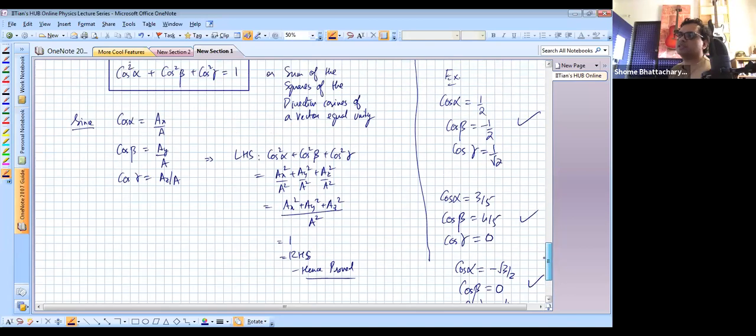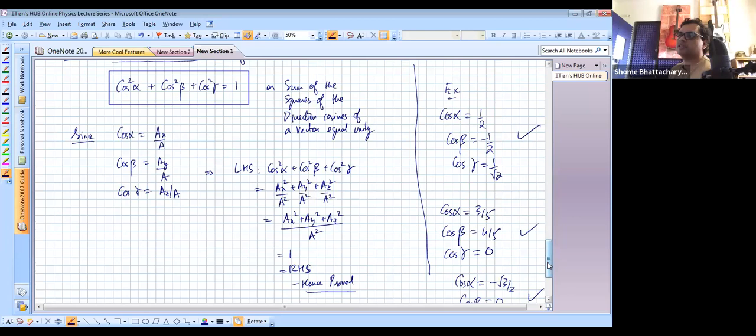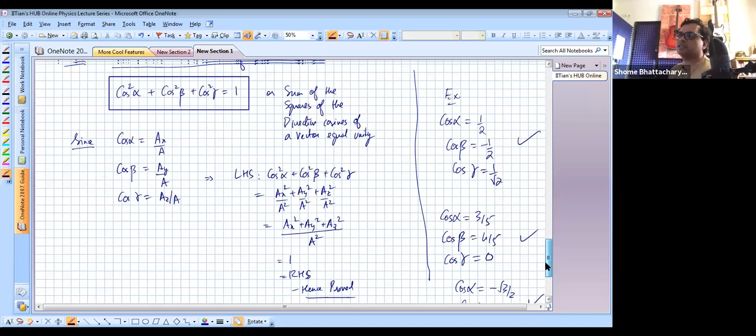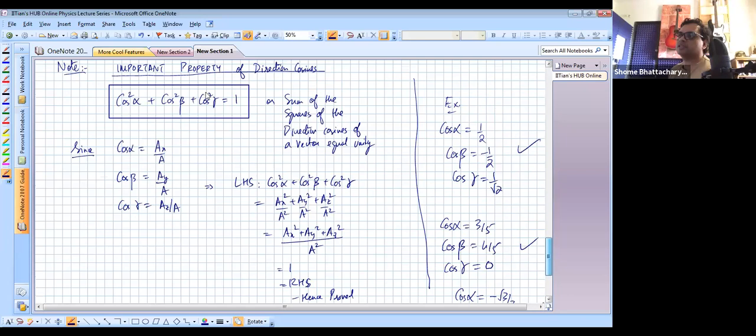So, if the vector can be reduced to two dimensions, in the yz plane, this cos alpha factor will be 0 because alpha will be 90. Okay. But in general, I'm saying, the identity which is applicable to all vectors, irrespective of whether they lie in a particular plane or they are three-dimensional, is this one, that cos square alpha plus cos square beta plus cos square gamma is unity.